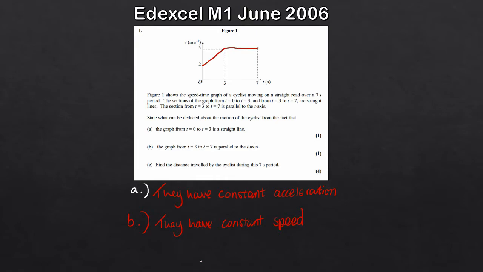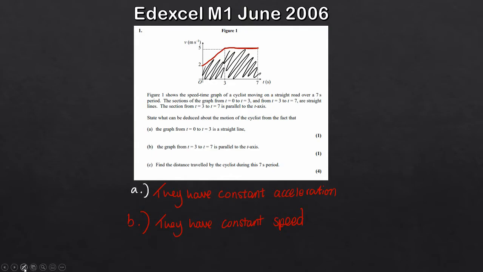Okay, constant speed then. And then for part C, this is where we're going to have to start working some actual maths out. We're going to find the distance travelled by the cyclist during the 7-second period. Just like the previous question, when you're looking for the distance, remember that's just the total area under the graph. So that's going to be all of this here and all of this here. I'm going to look at the area of the trapezium, work out the area of this rectangle here, add them together, and whatever that comes to, that's our distance.